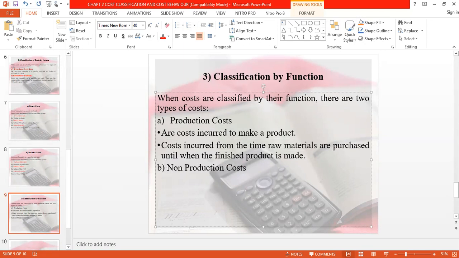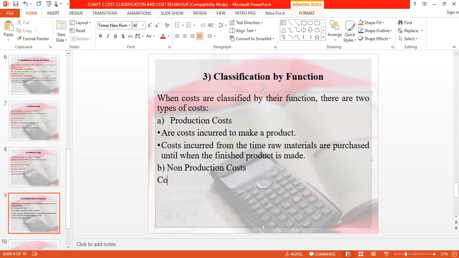So those are called production costs. For example, if we classify costs by their function, the amount of money you spend to buy raw materials will be part of production costs because it was incurred in order to make a product. The amount incurred to buy timber will be production costs when you classify by function.